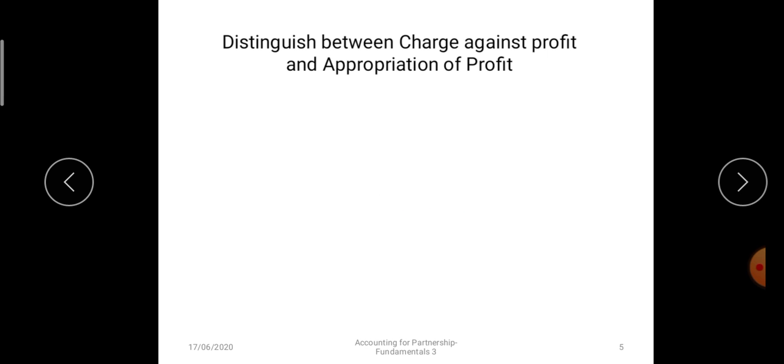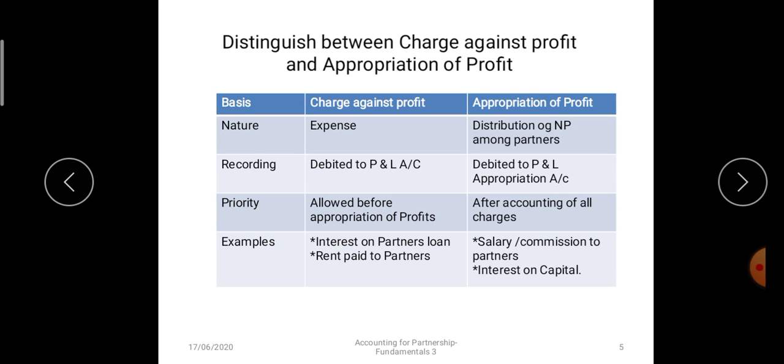Difference between charge against profit and appropriation of profit. These are the two columns: charge against profit and appropriation of profit. We will differentiate them on the basis of nature. Charge against profit is an expense, and appropriation of profit is the distribution of net profit among partners. After the expenses, whatever profit is left will be distributed among the partners. It is known as appropriation of profit.